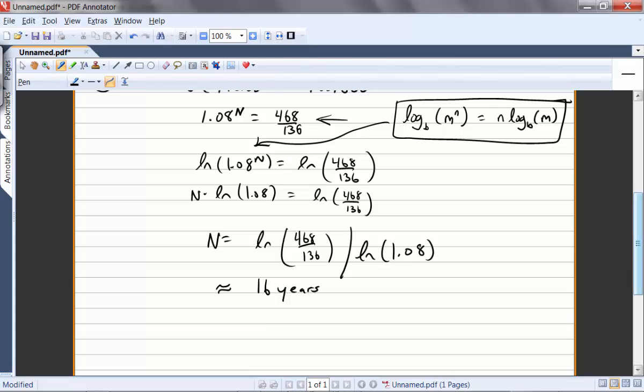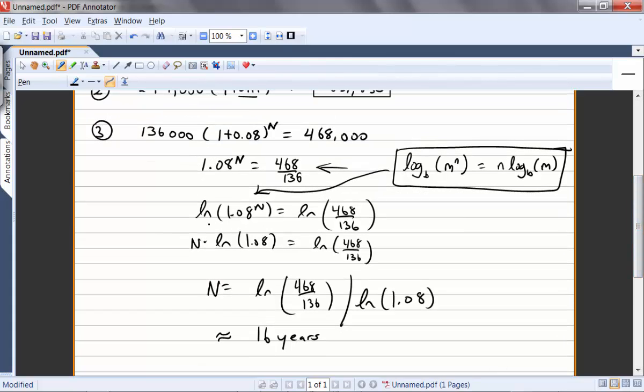It turns out it doesn't matter which logarithm you use here. You can use log base 2, log base 10, log base 3, log base 5. On your calculator, there are two log buttons: there's a log and there's an ln button. This button means log base 10, and this obviously means log base e. It doesn't matter which log you use, you're still going to get 16 years as the answer.